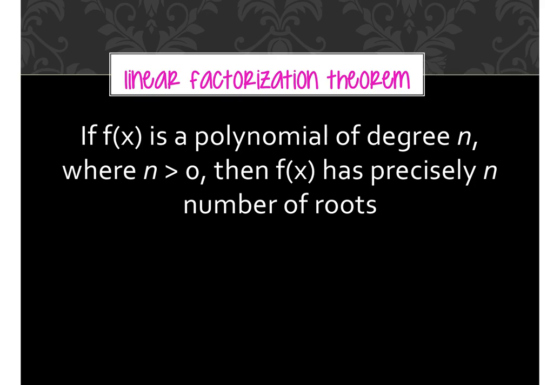So we start with what's called the linear factorization. If f of x is a polynomial of degree n, where n is greater than 0, then f of x has precisely n number of roots. What this means, and we've talked about it already, is that if x is raised to the 7th power, there are 7 roots, or 7 solutions, or zeros. Well, not necessarily x-intercepts, but roots, solutions, zeros. Up to this point, all 7 of those roots would have been real numbers. But what we're going to get into today is that now there's going to be a mix of real numbers and non-real numbers.